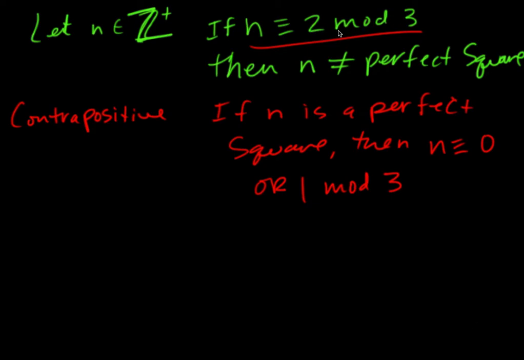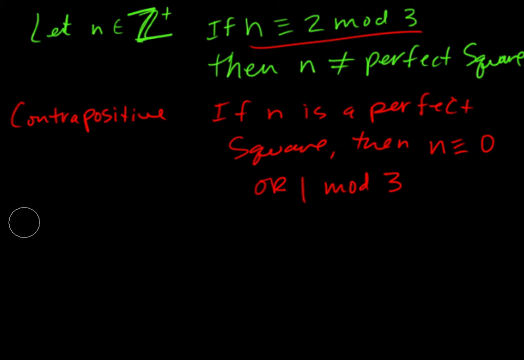But first we need to talk about modulus math, and so this triple equal sign thing is pronounced equivalent. So n is equivalent to 2 mod 3. What mod 3 means is if we divide by 3, the remainder would be 2 in this case. So it's saying if n is equivalent to 2 mod 3, then n is not a perfect square. So the contrapositive to that, if n is a perfect square, then n either has no remainder or has a remainder of 1 when we divide by 3. So that would be n is equivalent to 0 or 1 mod 3.